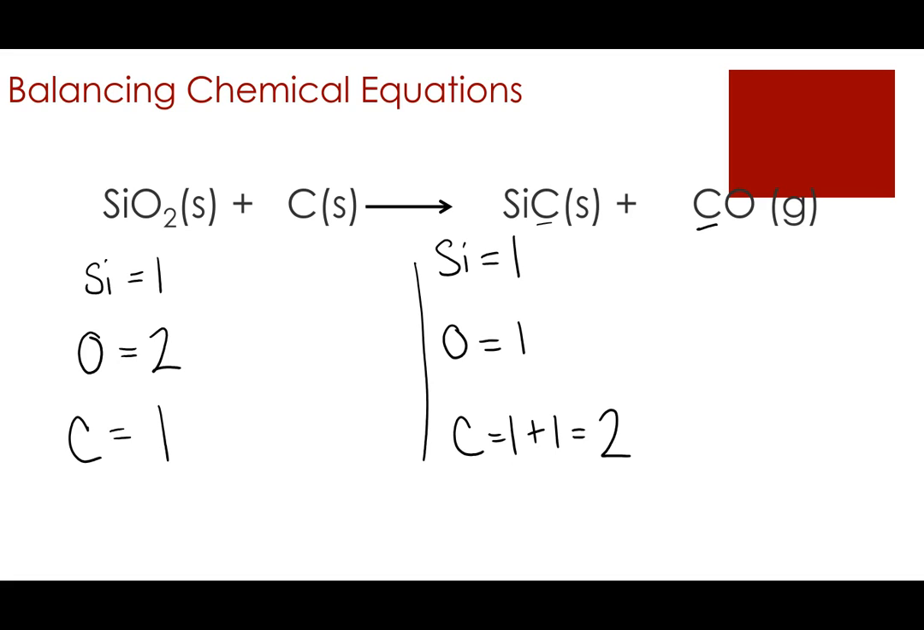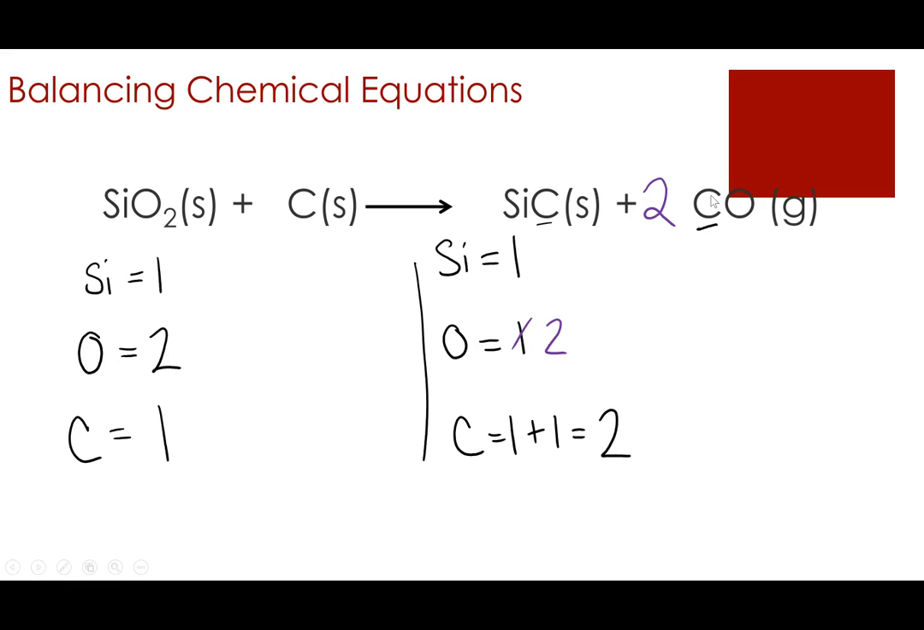Silicons are balanced, so 1 and 1, that's great. Oxygens are not, so we start with 2, we end with 1. We know that can't happen. So I'm going to predict that 2 molecules of carbon monoxide are formed. So if I think 2 molecules of carbon monoxide are formed, coefficient times subscript would mean that we end with 2 oxygen atoms. But what does that also affect?